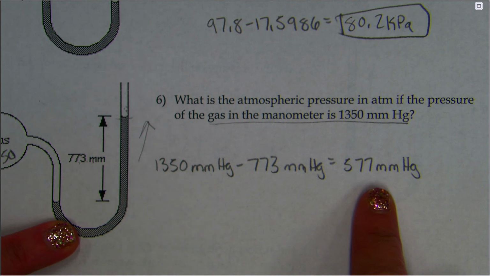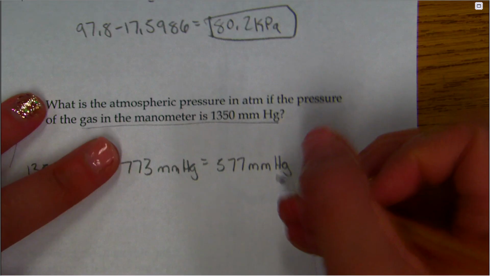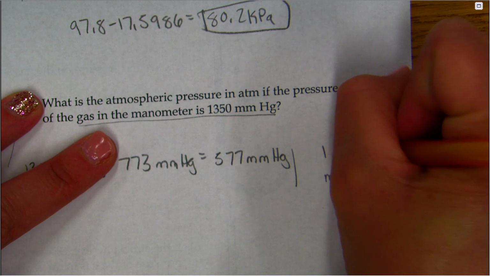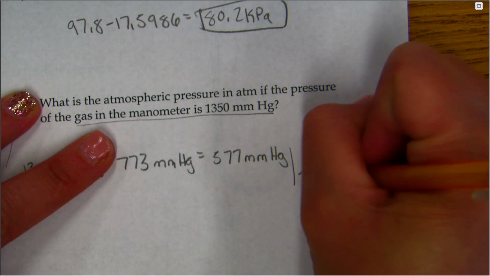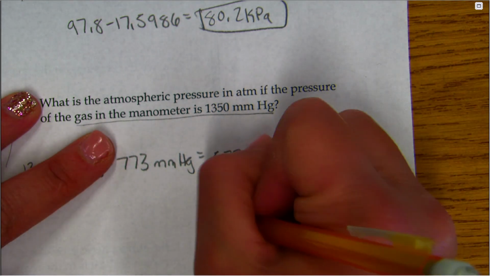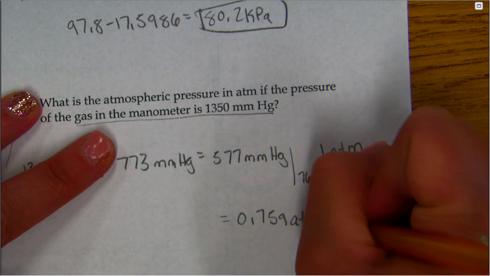Now, they ask me for the pressure in atmospheres, so I'm just going to convert this into atmospheres. 1 atmosphere equals 760. And that is 0.759 atmospheres.